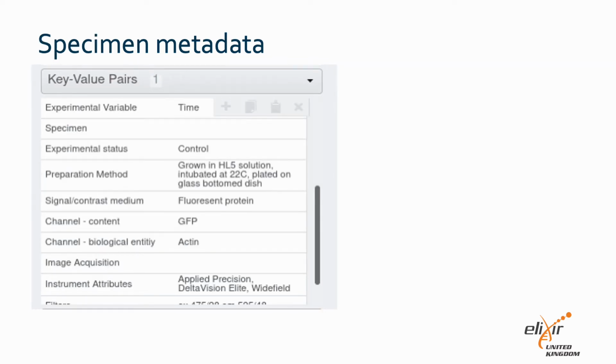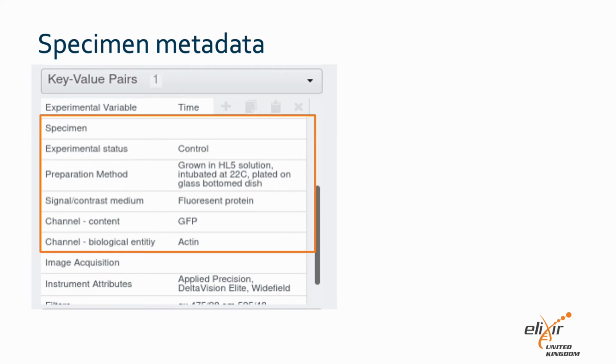The same goes for the specimen metadata. If you have control and test specimens in the same dataset, you may wish to add this metadata to the individual images instead.